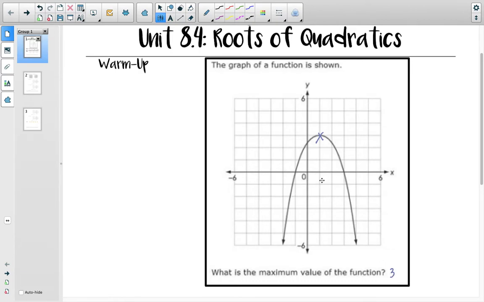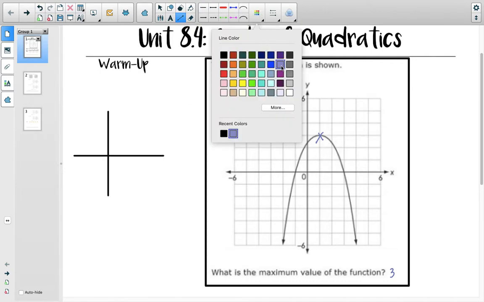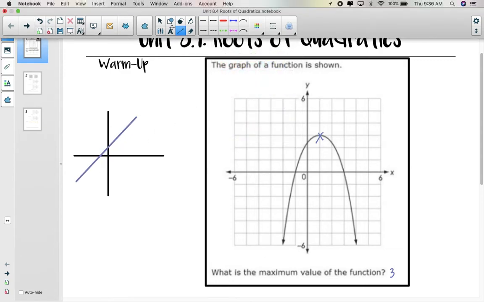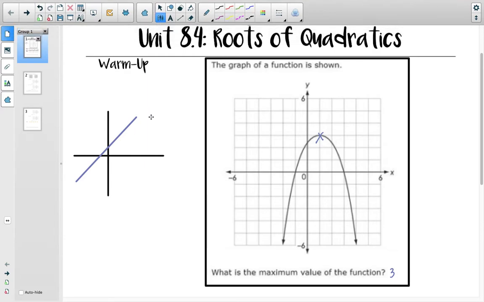Back in probably unit 4, we did stuff with roots, and it was more with functions. So I'd have a graph, and we would graph a line, and I would say, what is the root of that function? What's the zero of that function? And the zero would be wherever it crosses the x-axis. So let's say that was -1. The answer would be -1. We're doing the exact same thing today.